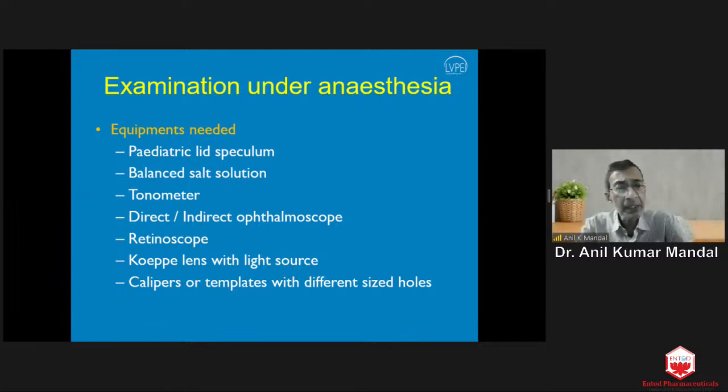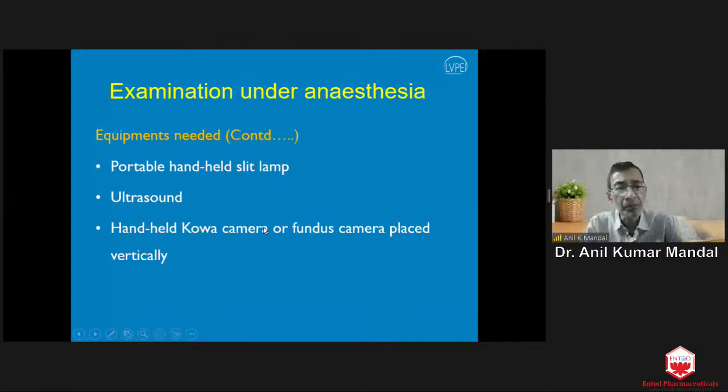And for that, the equipment required for evaluation is listed here. This list has been taken from a Survey of Ophthalmology article by Deleuze and Anderson, which was published in Survey of Ophthalmology in the year 1983. In the year 1993, we published a review article in the Indian Journal of Ophthalmology, July issue of 1993.